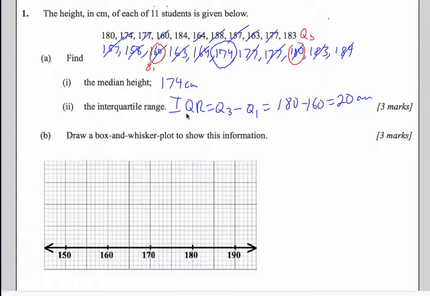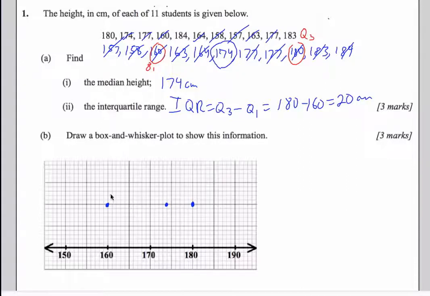All right, then we're going to draw this information in the box and whisker plot. So we had the median is 174. So let's just make the dots first. Might as well go up here. 174 is right there as the median. Your lower quartile is 160, as we calculated before, Q1. Q3, the upper quartile is 180.